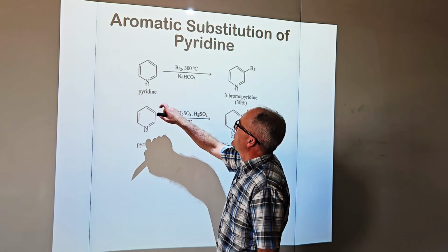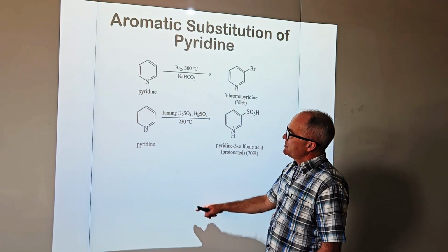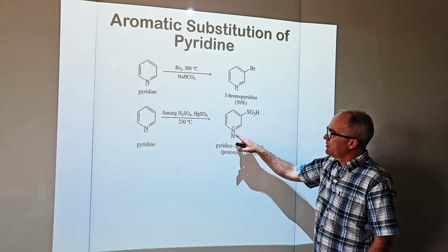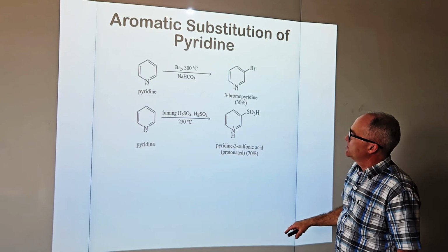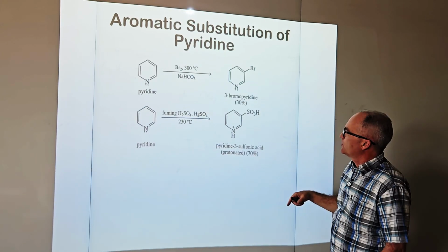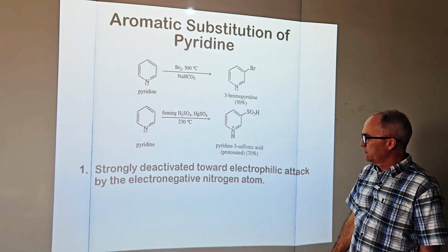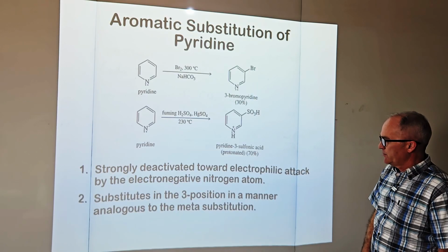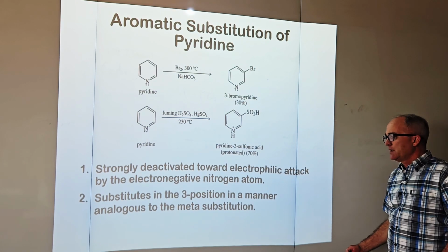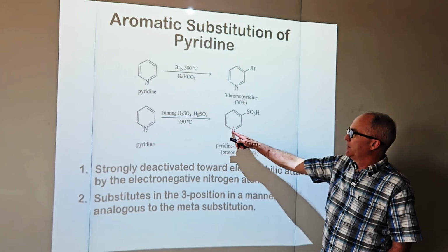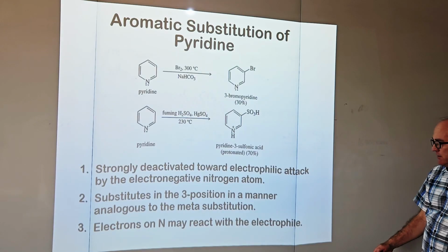So here's pyridine, it's aromatic, and here are some substitution reactions. And it looks like a meta-director in regards to the heteroatom. And so notice these are some of the same reagents, using SO3 as an electrophile. Strongly deactivated towards electrophilic attack by the electronegative nitrogen atom. That's why we have the meta position. Substitutes in the third position in a manner analogous to meta substitution. Meta to the heteroatom. And that's because these electrons may react with the electrophile.